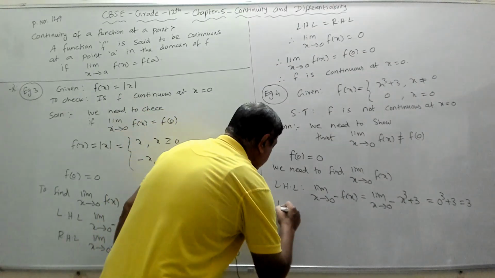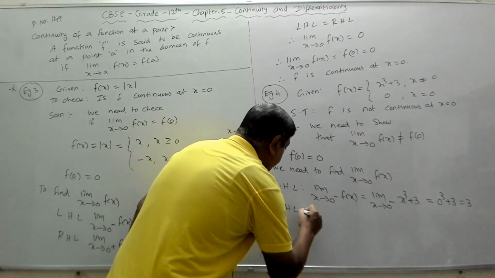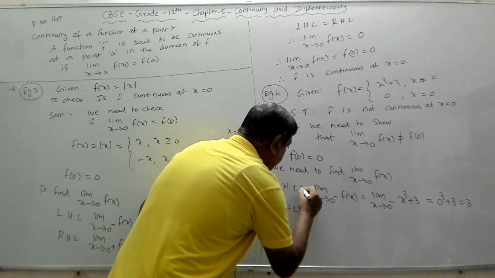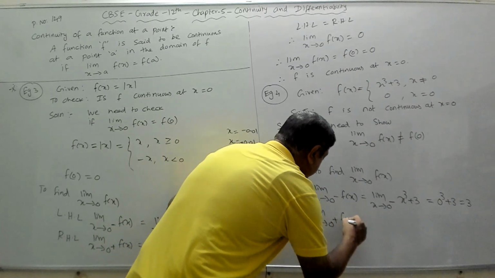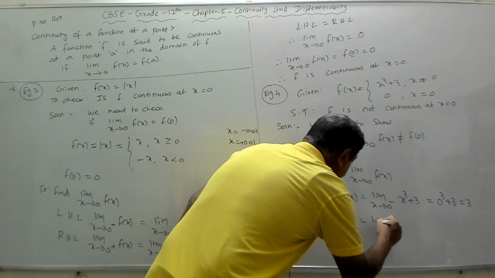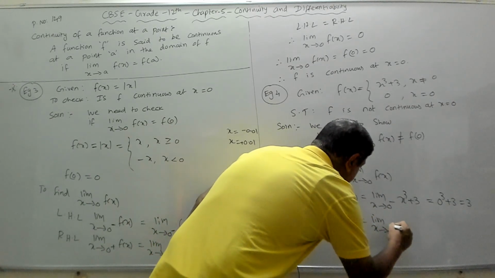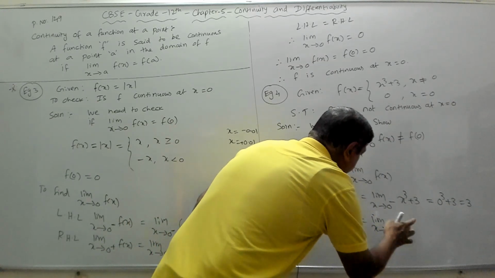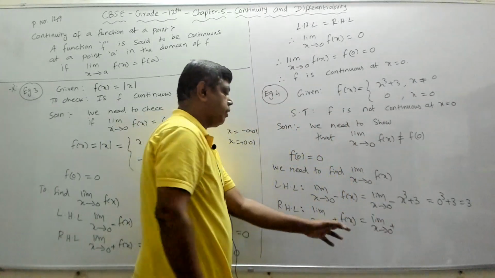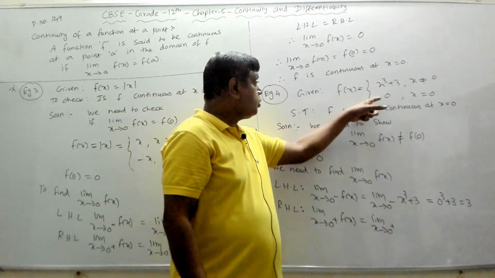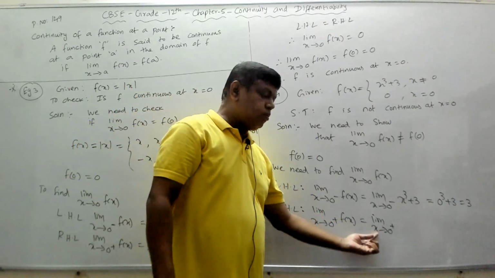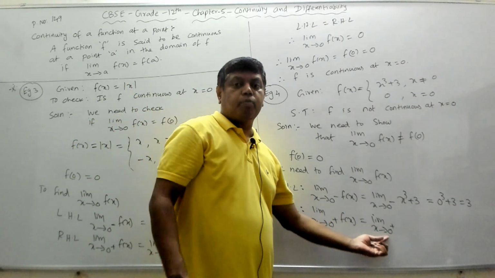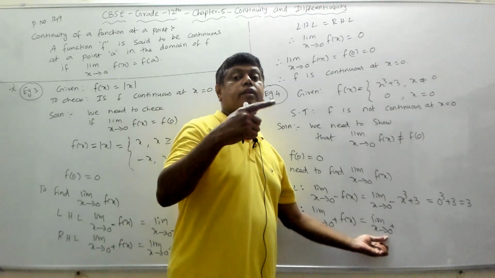Now let's find RHL, right hand limit. Right hand limit is limit x goes to 0 plus f of x. That is equal to limit x goes to 0 plus, now f of x. Which function should we use again? Do we need to use the function 0 or x cube plus 3? Again we have to take a value which is very close to 0 but greater than 0. Why are we saying greater than 0? Because it is plus.